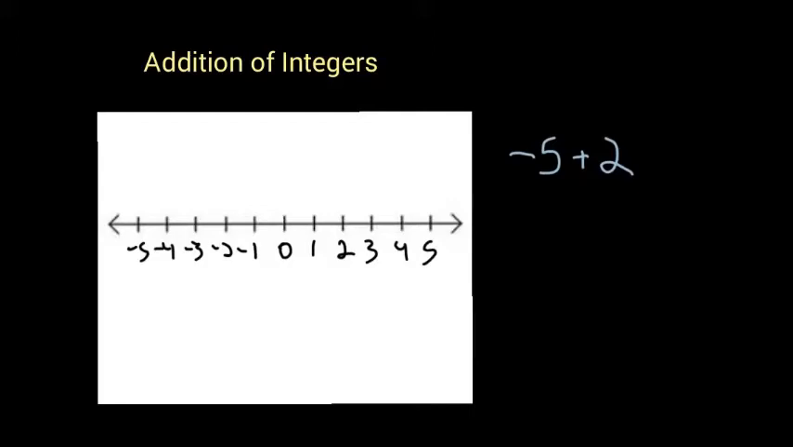On a number line, you're always going to start at 0 and go to wherever your first digit is. My first digit there is -5, so I'm going to go all the way to -5. And then I'm going to add 2. Adding a positive 2 is going to the right 2 places, so I end up at -3. So -5 plus 2 is -3.